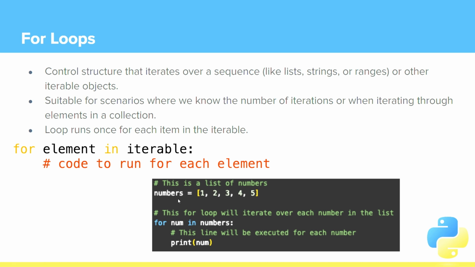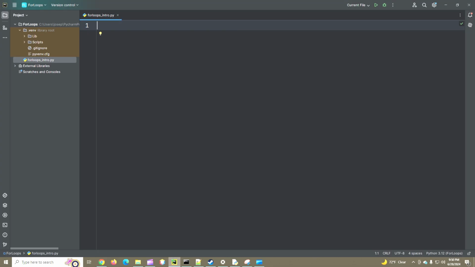We have this other code snippet. Numbers is our list, and we have 5 numbers in there, and a for loop: for num in numbers, print num. So that will print all of these numbers one at a time for each iteration of our for loop. So let's actually take a look at that in PyCharm.